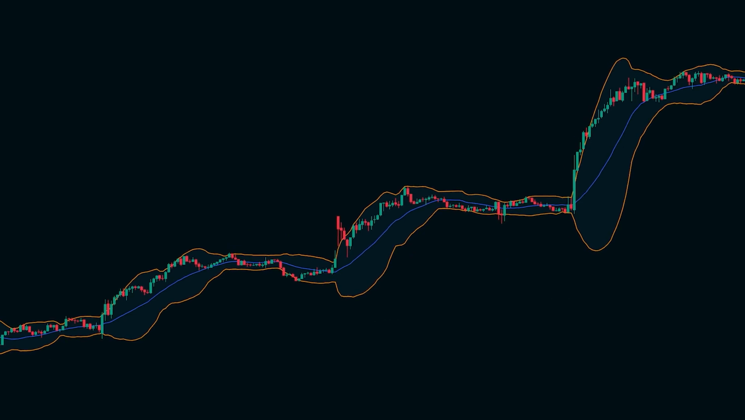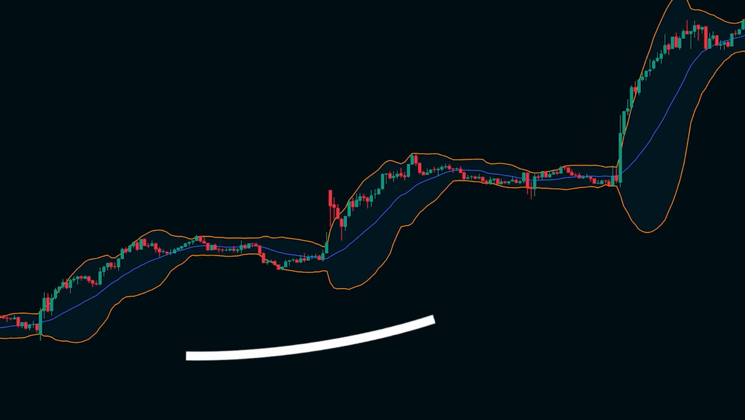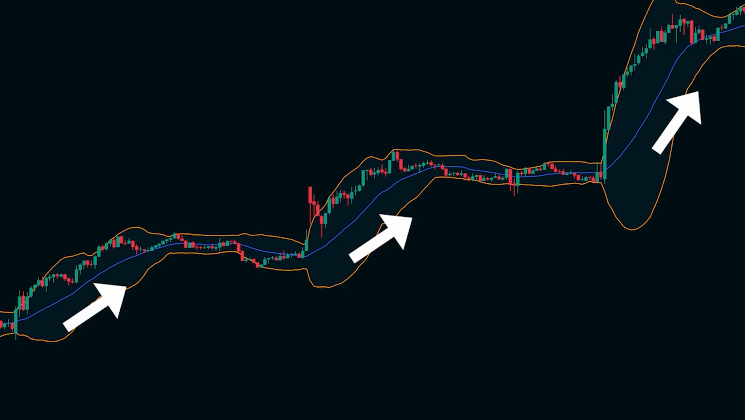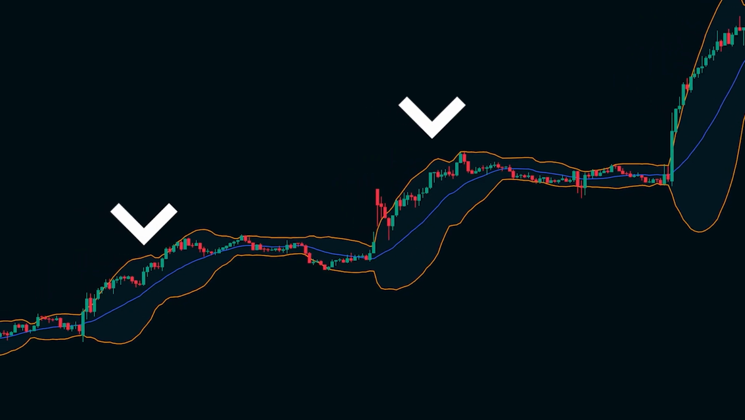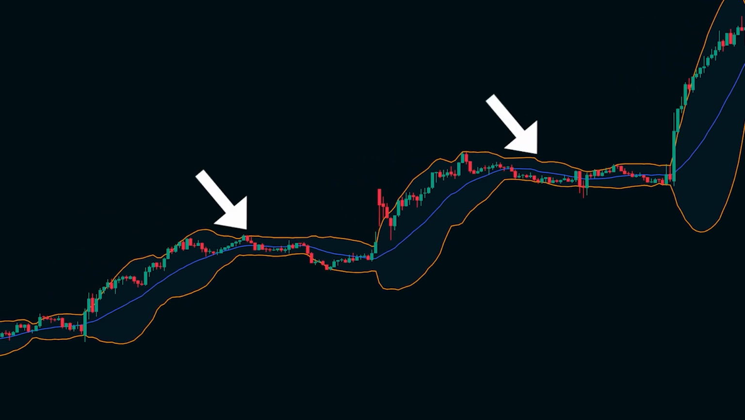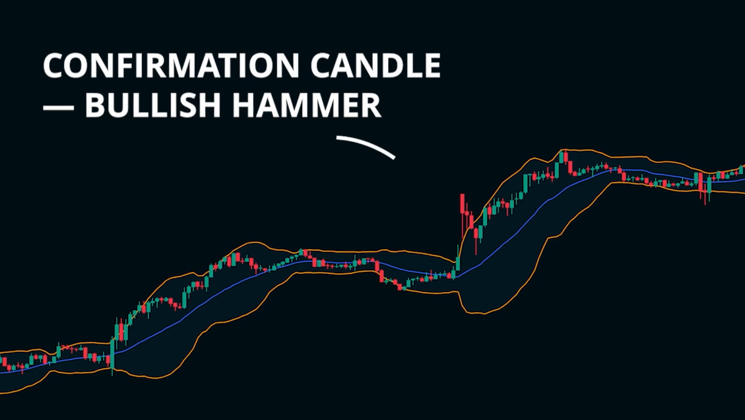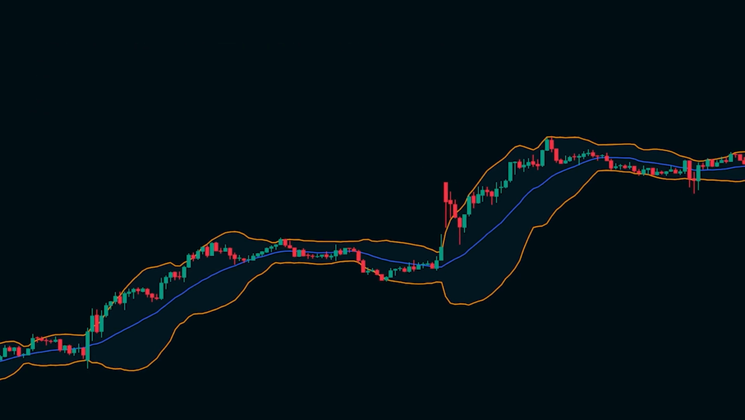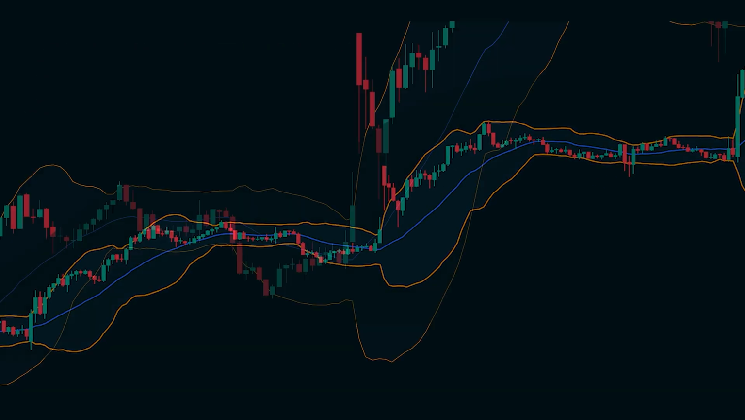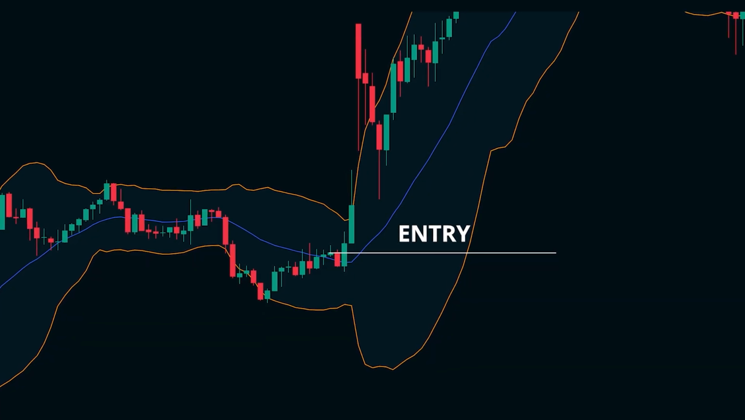So here's what a clean long setup looks like. Price establishes a clear uptrend. The middle band is sloping upward, and price is trading above it consistently. Price pulls back to the middle band. That middle band coincides with a support level from the previous session, so we've got confluence. Then a bullish hammer forms at this level, confirming that buyers are defending the price. Your entry is the close of that confirmation candle.